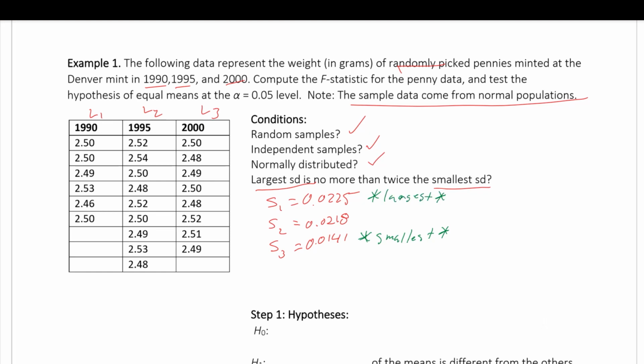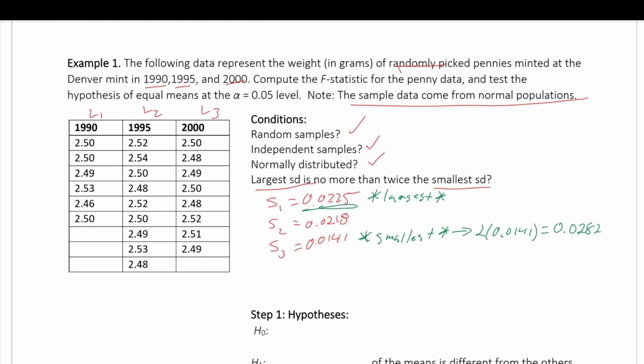So what I'm going to do here is just calculate 2 times the smallest, so 2 times 0.0141, and what do I get here? I get something like 0.0282. Now, is the largest larger than this? No, the largest is actually smaller than that, so that means we're in good shape. It's no more than twice.